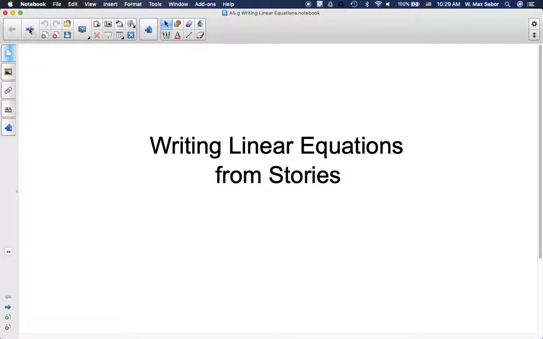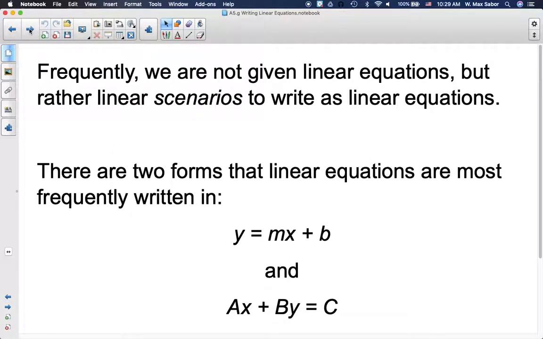Writing linear equations from stories. Frequently, we're not given linear equations, but rather linear scenarios that we need to write as linear equations. This is when we start getting into some of the real world stuff.